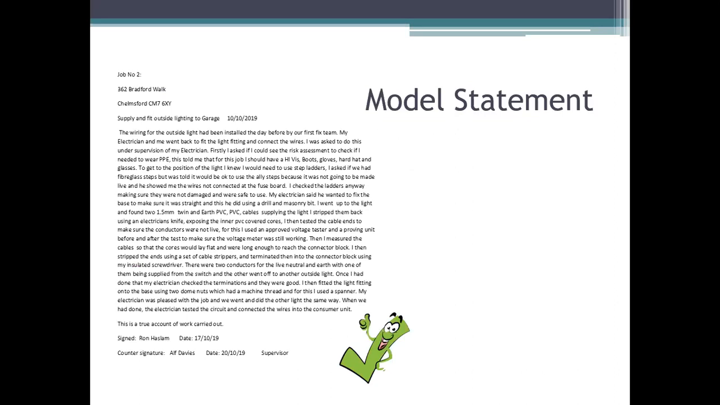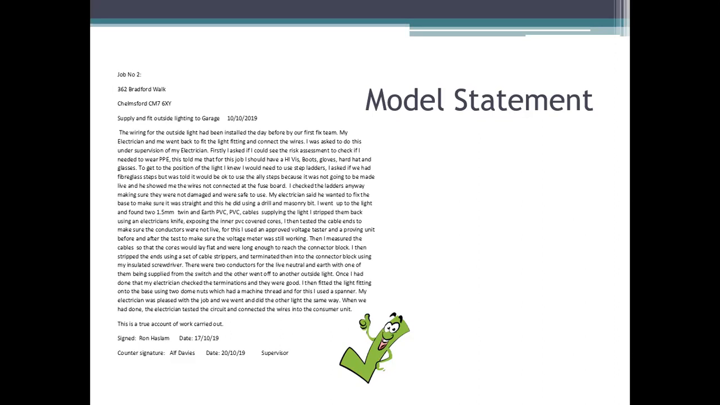Now, this one is a model statement. This is what we would like to see. Okay, at the top you can see it's labeled as job number 2. It may also be useful to put onto there an evidence number. So it could be job number 2, evidence 1. And so you'll have a section on your portfolio, job 1, job 2, job 3, etc. And within that job, you'll have the evidence that you're going to provide. So this would be job number 2, and this would be evidence 1.